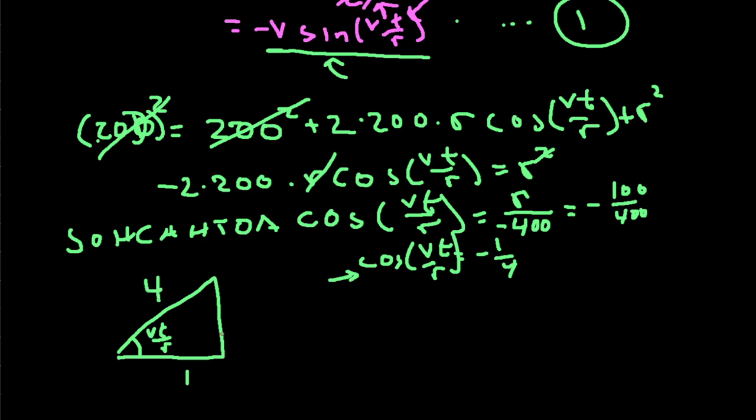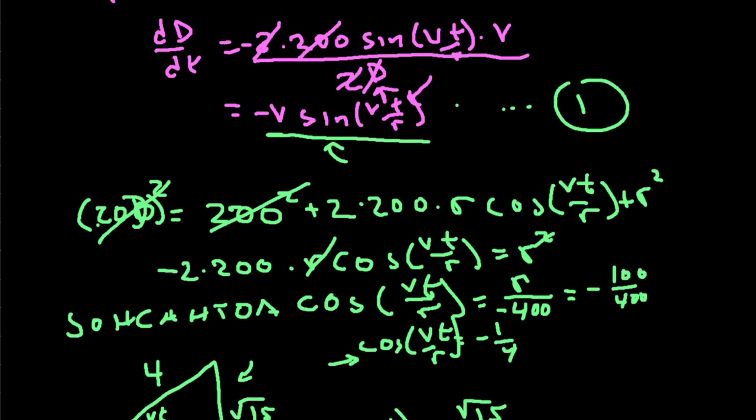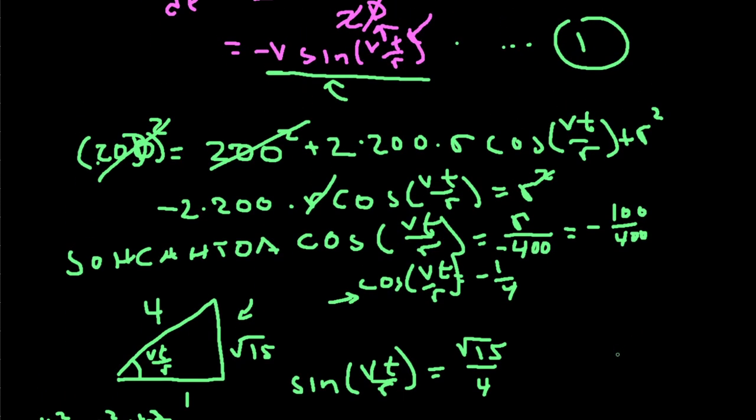So we can find the opposite value by using 4 squared is equal to 1 squared plus the opposite squared. So 4 times 4 is 16 minus 1 is 15. Square root of that is the square root of 15. So that means that the sine of vt over r is equal to the opposite over hypotenuse, which is square root of 15 over 4. And now we can go ahead and plug that in. We're going to plug in number 2 to number 1 here.